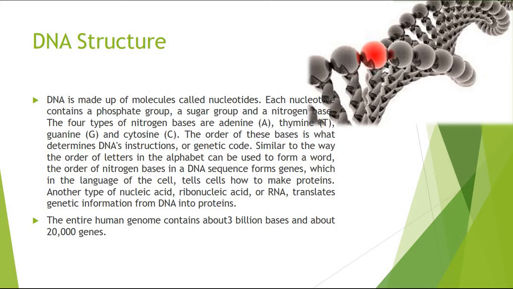Similar to the way the order of letters in the alphabet can be used to form a word, the order of nitrogen bases in a DNA sequence forms genes, which in the language of the cell, tells cells how to make proteins. Another type of nucleic acid, ribonucleic acid, or RNA, translates genetic information from DNA into proteins. The entire human genome contains about 3 billion bases and about 20,000 genes.